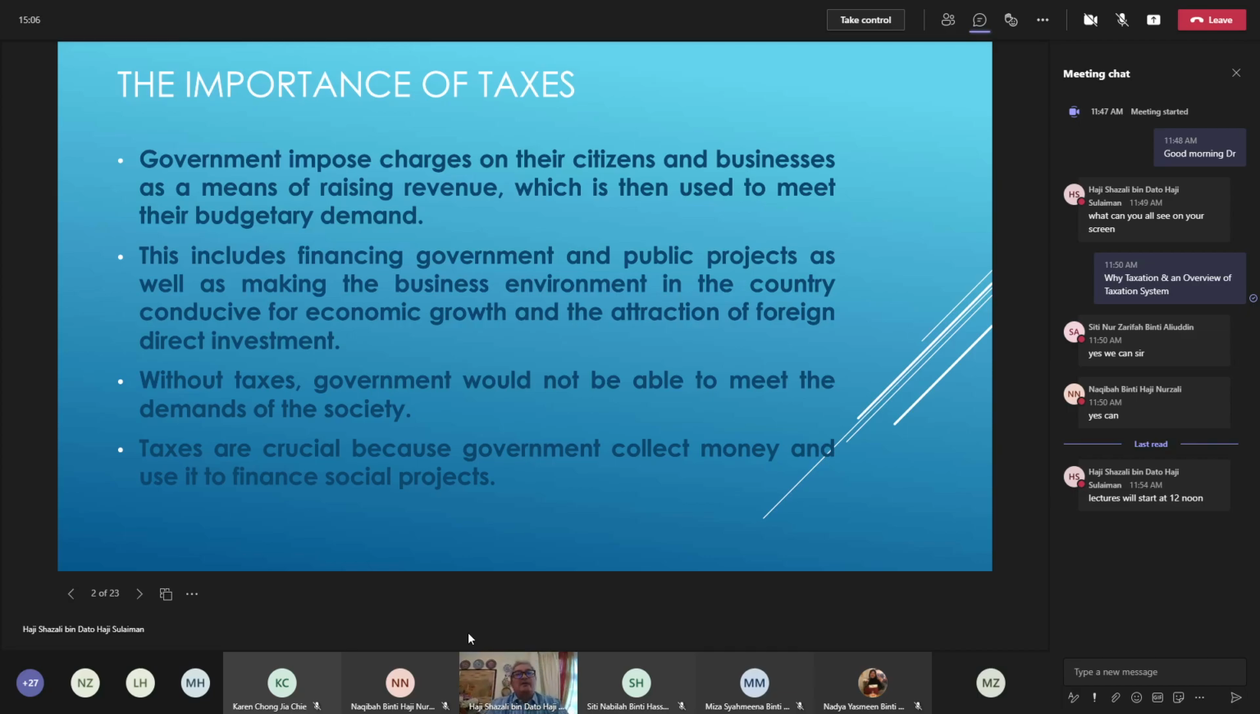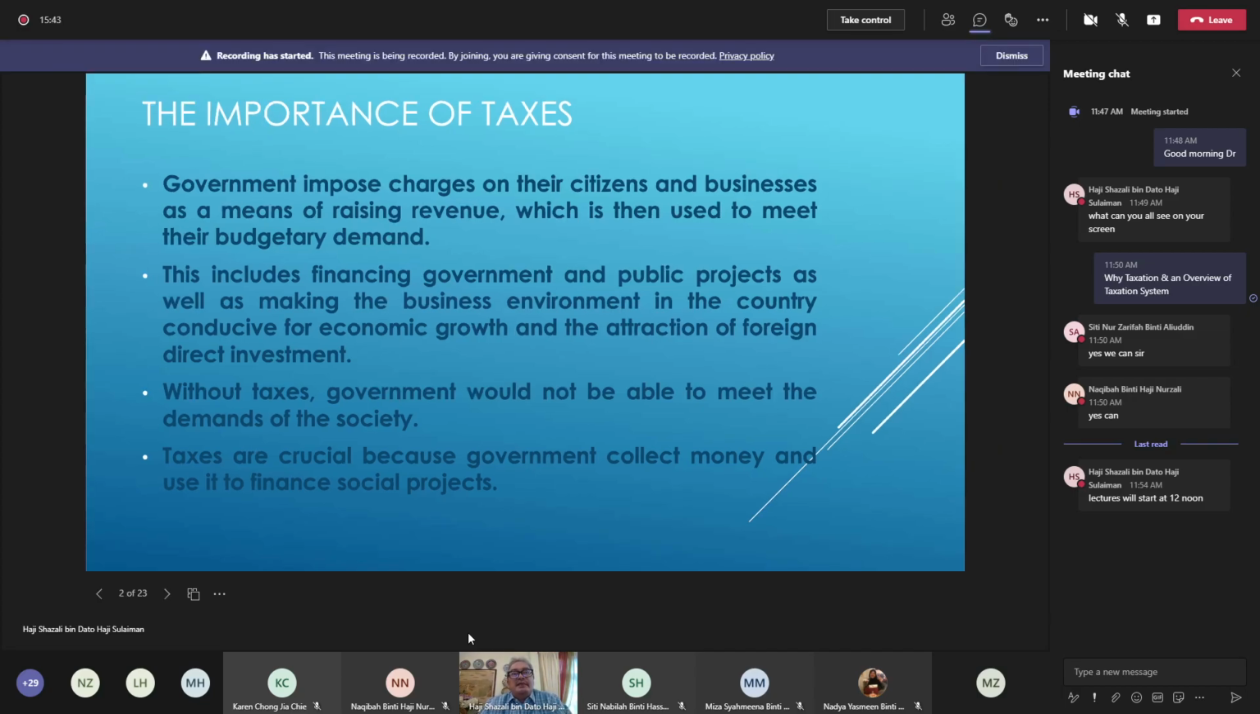So, the importance of taxes. Why is tax important? I'm talking more about the UK tax system because your syllabus is the UK tax, but of course it can be relevant and applicable to any other jurisdiction. Governments impose charges on their citizens and businesses as a means of raising revenue, because government need to raise revenue in order to meet their budgetary demands and expenses. This includes financing of government public projects, as well as making the business environment in the country conducive.